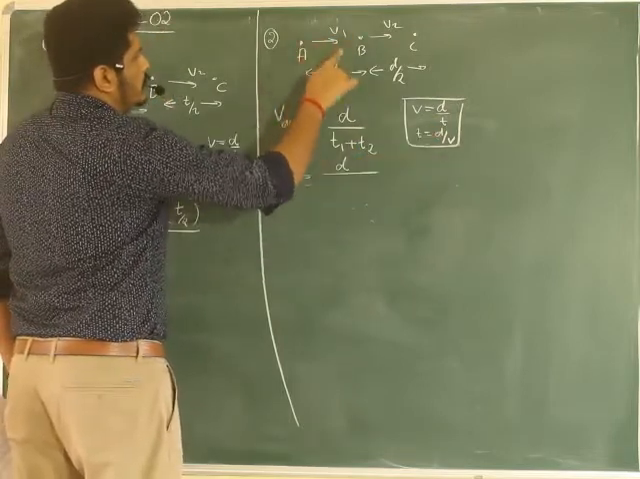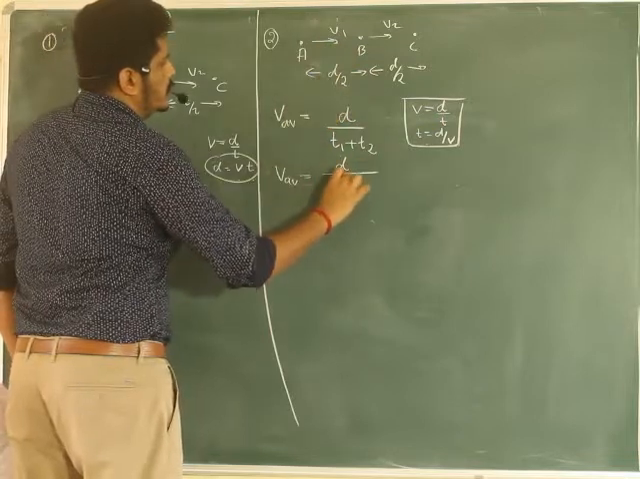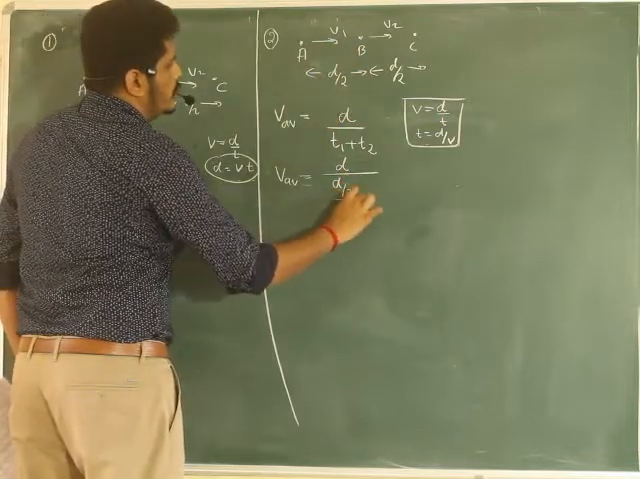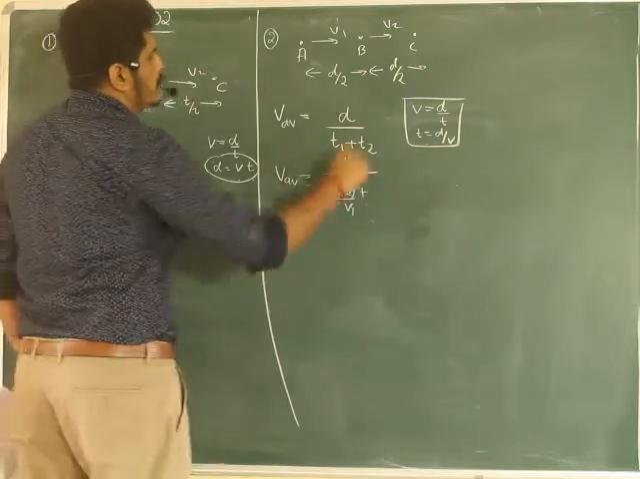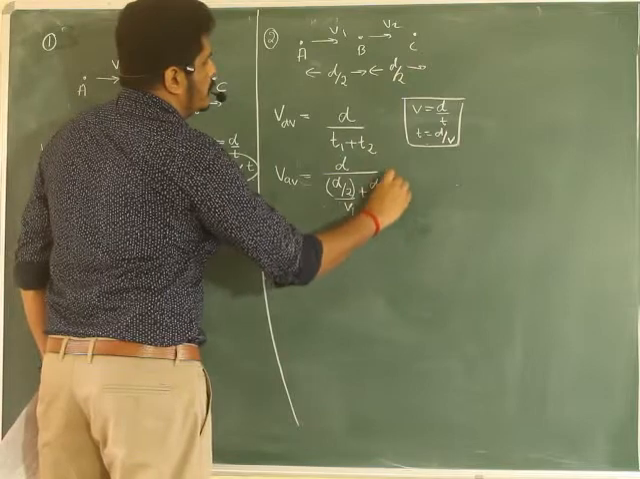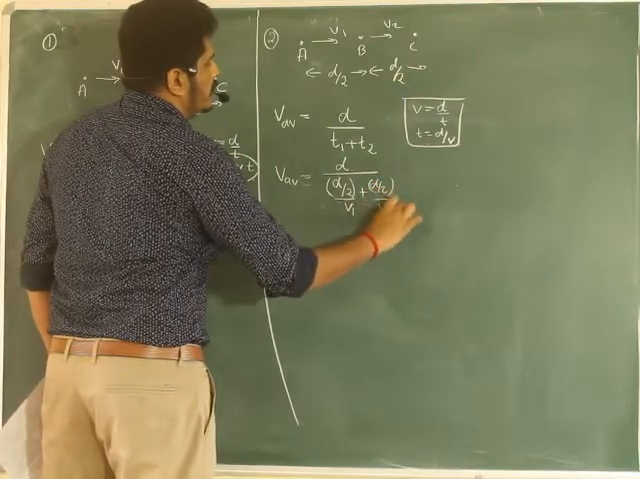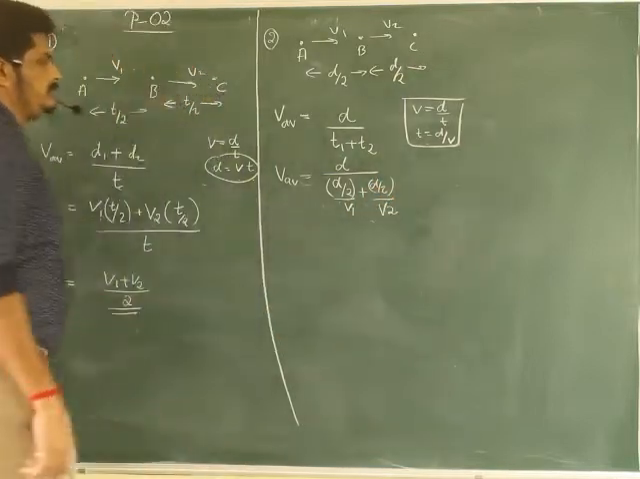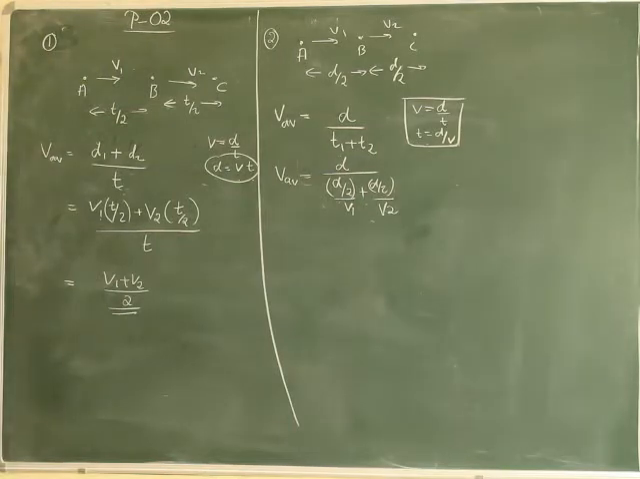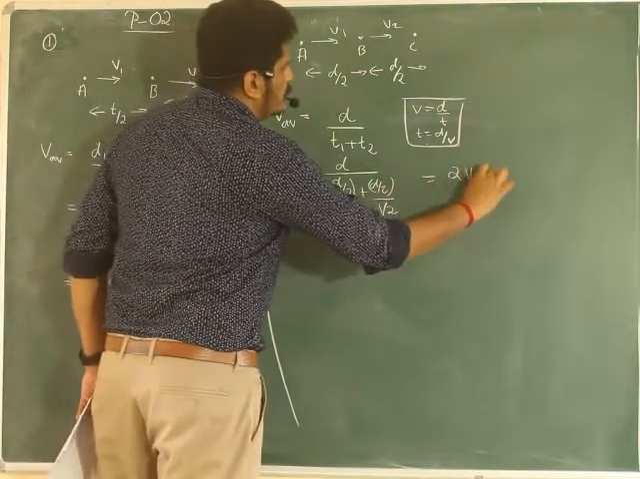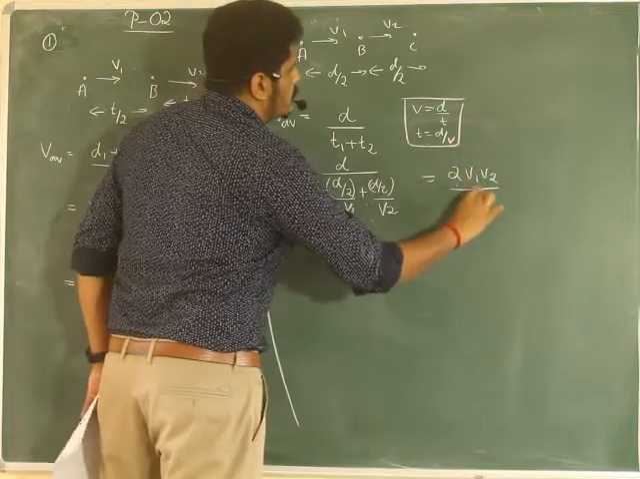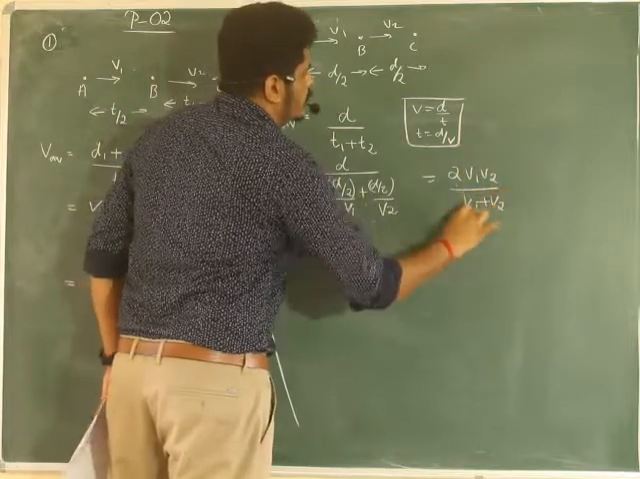T1 with velocity V1, distance traveled is D by 2. So this is D by 2 divided by V1, plus the next half of the distance D by 2 with what velocity? It is V2. So now what you are supposed to do is just go on substituting. After substitutions, by taking the LCM, you will be getting 2V1 V2. Clearly you will be getting the answer V1 plus V2.